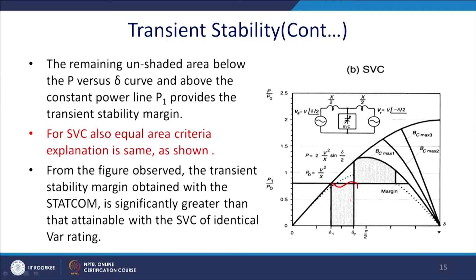Now, what happens with the SVC? Same thing, this is your accelerating area. The remaining unshaded area below the P versus delta curve and above the constant power line P1 provides the transient stability margin. So, this is your transient stability margin.